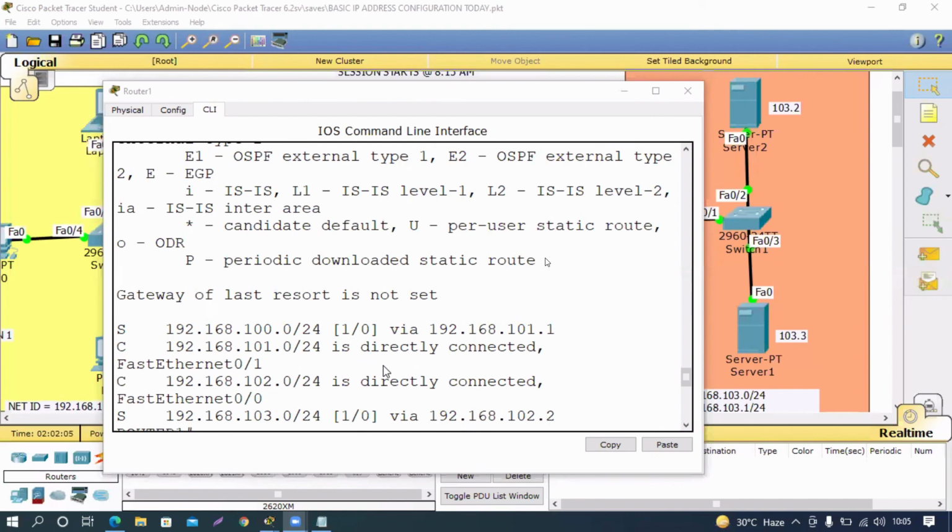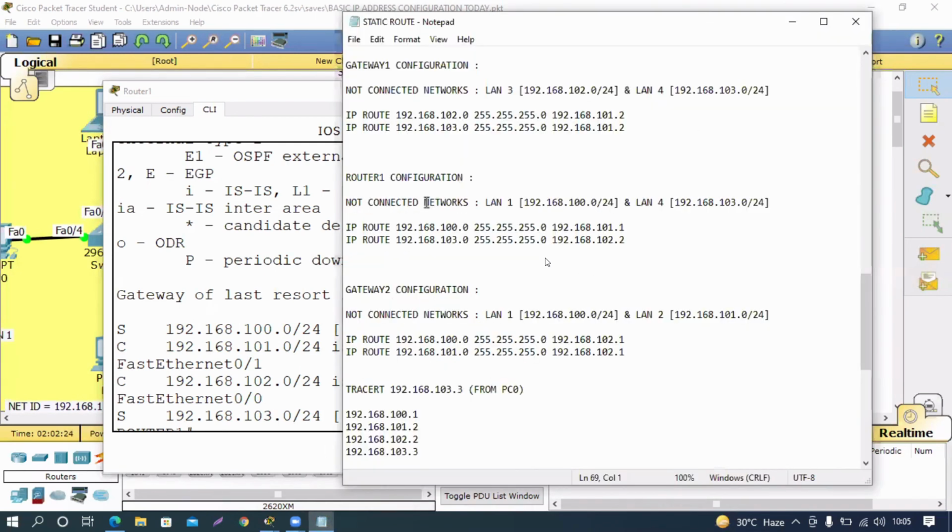Okay, so who has missed the configuration? Who was asking for the screenshot? This is the configuration. Take it. Taken? Okay. Do all the configurations properly.